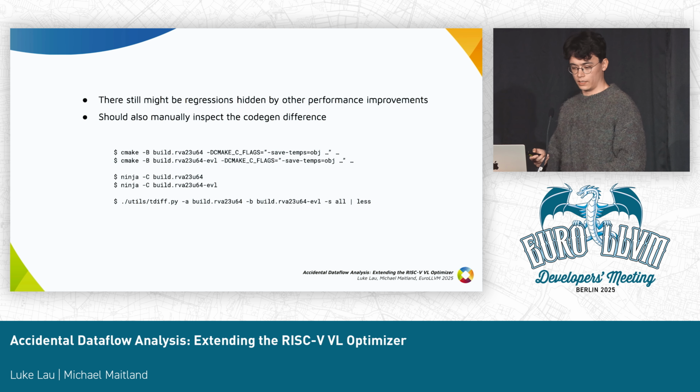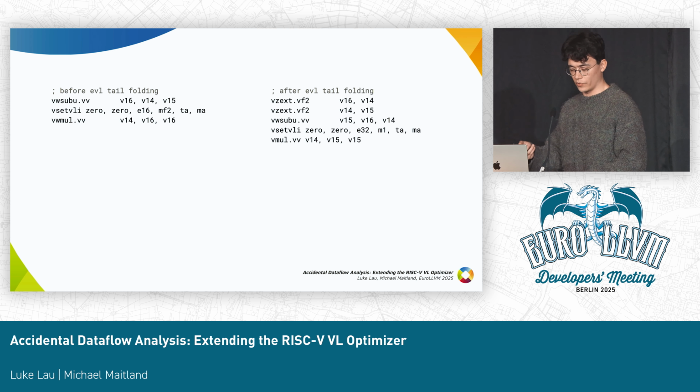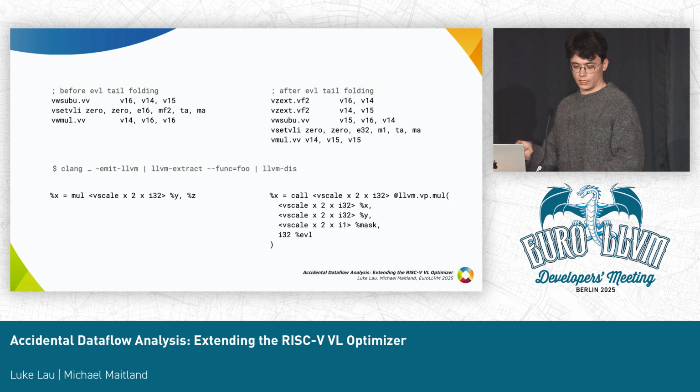So I stuck that in just to see what the difference was, and I noticed that there are actually some regressions lying in the codegen whenever we enable EVL tail folding. This is an example of how we're not able to match a widening multiply. And what I did was I looked at the LLVM IR to see what exactly was the root cause of this. And here's another useful tool, llvm-extract. If you're looking at lots and lots of LLVM IR, llvm-extract can just pick out the function that you know to be suspicious.